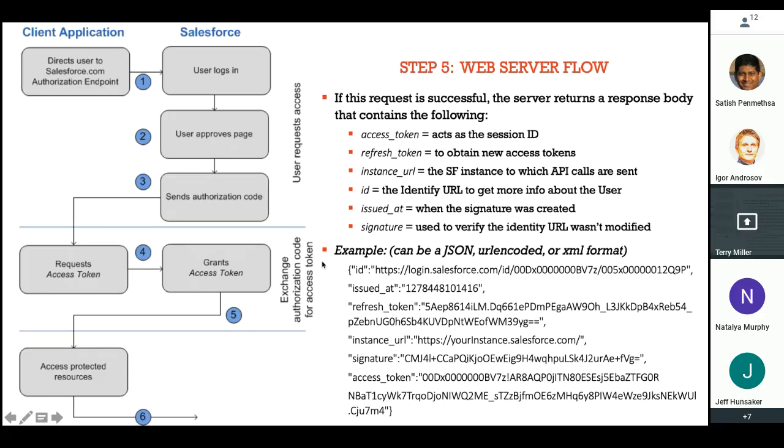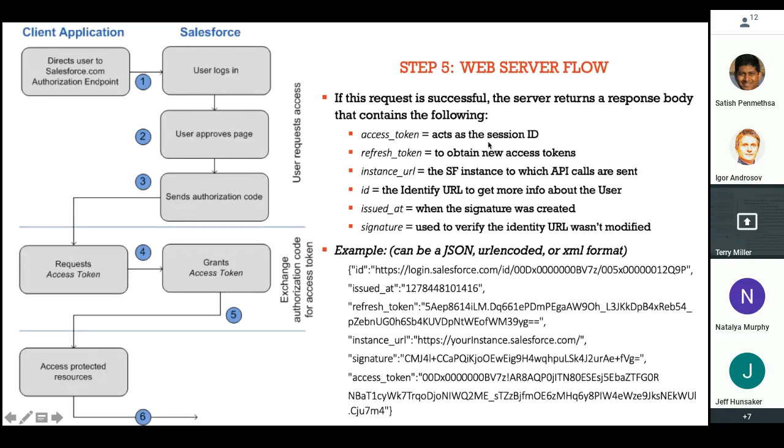All right, so going right into step 5, that's granting access. If the request is successful, the server returns a response body that contains the following items. Here's our example, a JSON version. This can come back as XML or URL encoded, and you get to specify that. I think it was in one of the previous steps. It's an optional parameter that lets you determine how you want to receive it back.